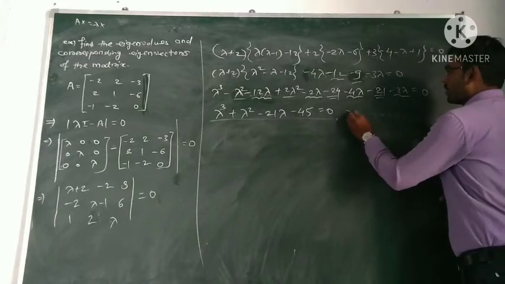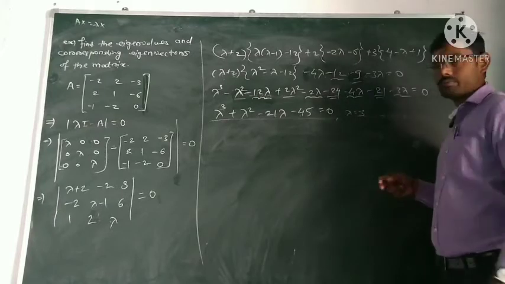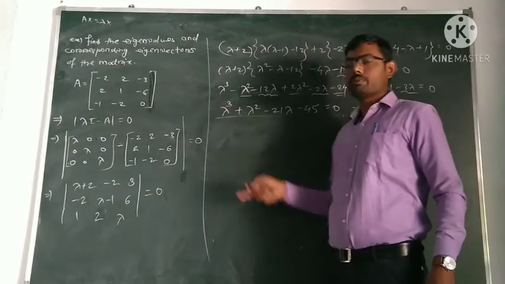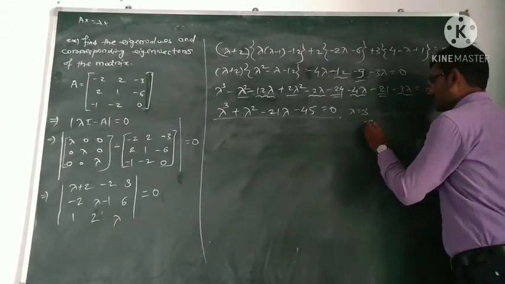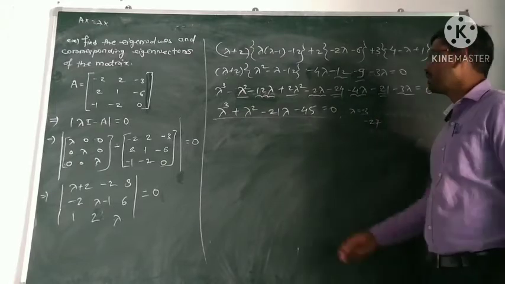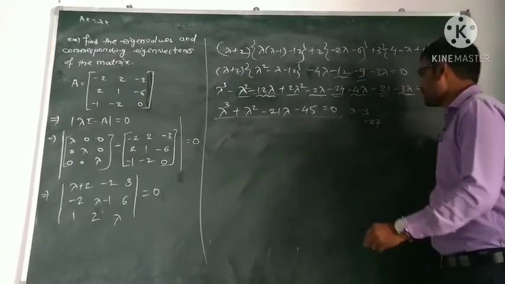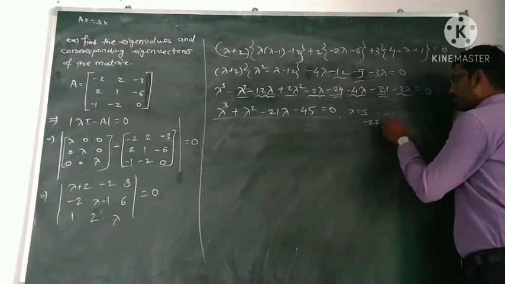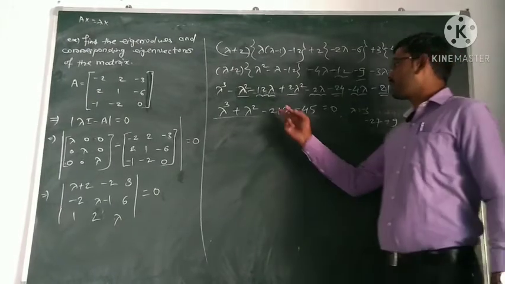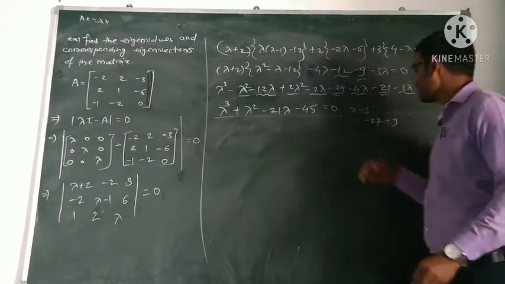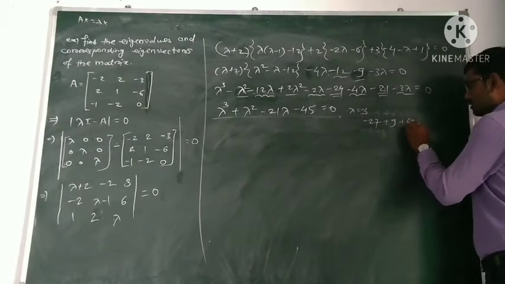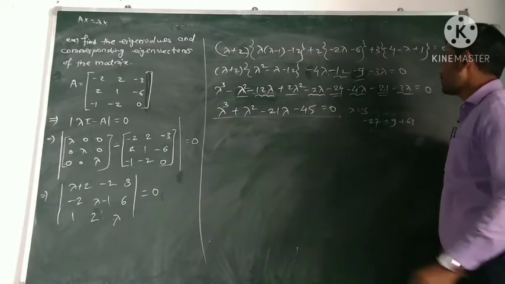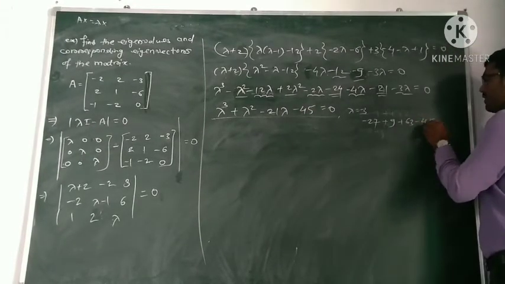Okay, now put lambda is equal to minus 3. Minus 3 cube is minus 27. Then minus 3 square is plus 9, then minus 21 into minus 3, so plus 63, minus 45 as it is.